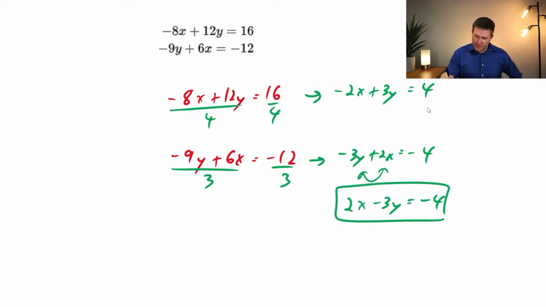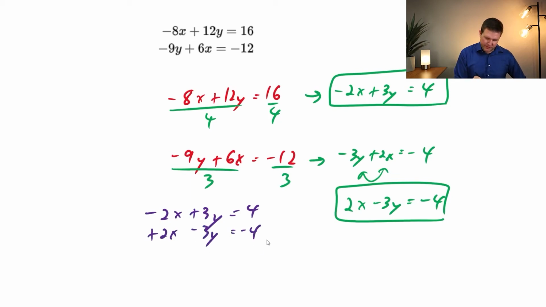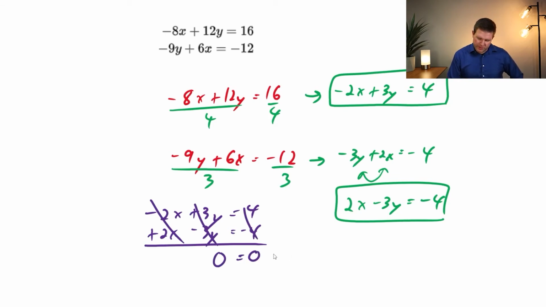So there we go. And then, oh, look at this. That looks suspicious, doesn't it? So if we stack these up, negative 2x plus 3y equals 4. And then we go to add these. It looks like the x's are going to cancel. Oh, it looks like the y's are going to cancel too. Oh, and the 4. 0 equals 0, which is true. So, infinite solutions. Remember, if it's true, infinite solutions.